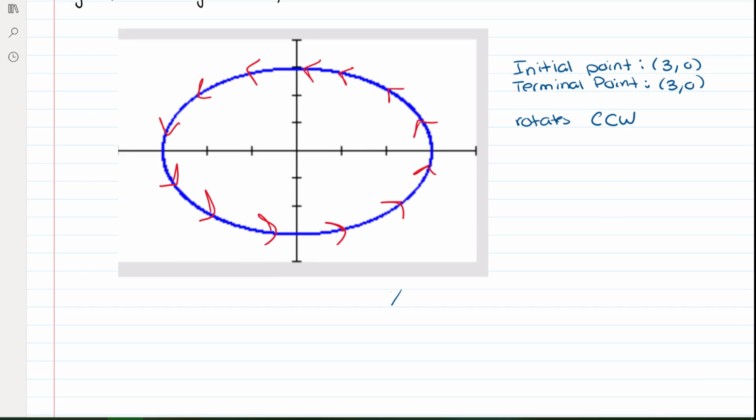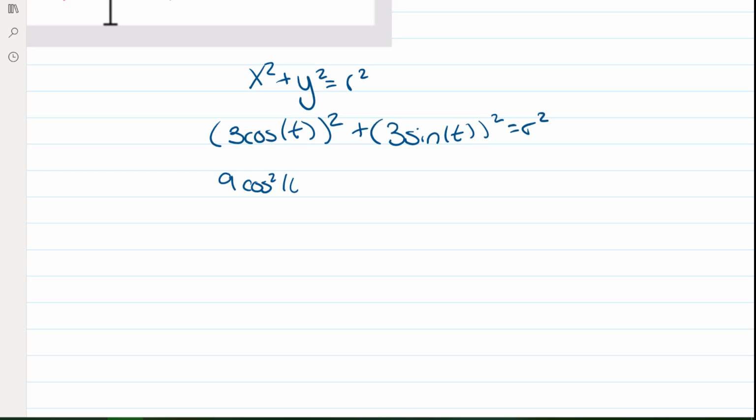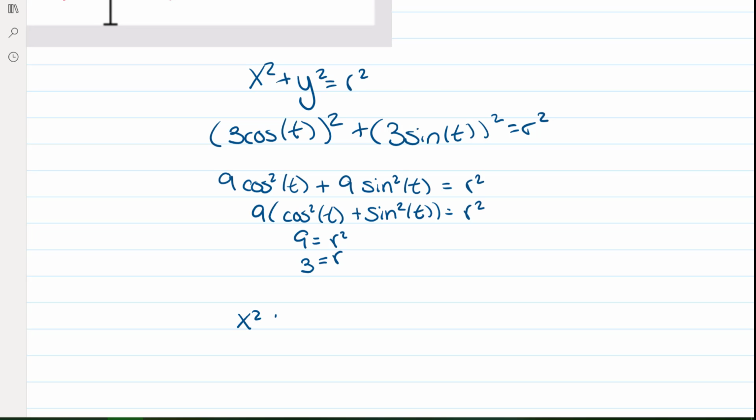Normally a circle is x squared plus y squared is equal to r squared. But I know that x is 3 cosine t, and I know y is 3 sine t. Then we're going to go ahead and just do some algebra. So my equation of my circle is x squared plus y squared is equal to 9.